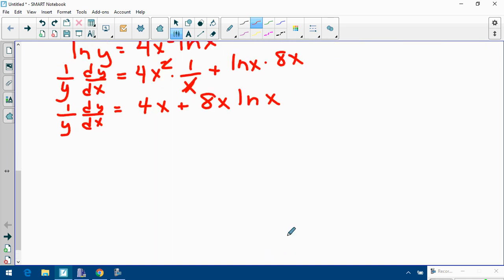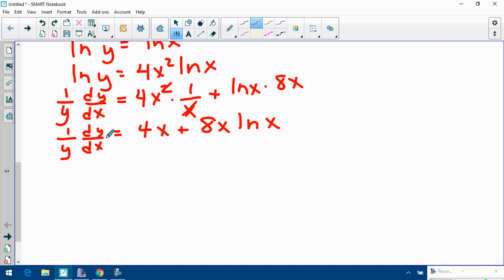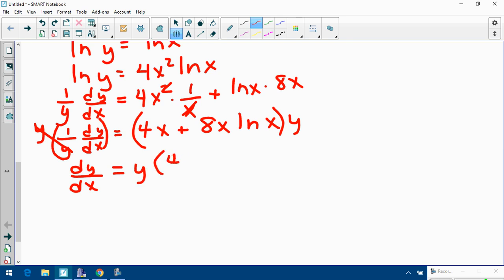Remember, our goal is to solve for dy dx, so I want to get this piece alone. So how would I do that? Multiply both sides by y. So now I have dy dx equals y times 4x plus 8x ln of x.